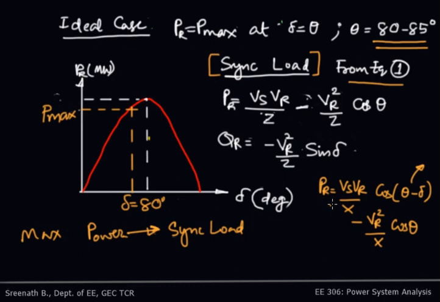Only in the case of a synchronous load are you able to transfer this power. Now we'll see why that is happening. Only in the case of a synchronous machine are you able to make your delta equal to theta. Theta is fixed, but your delta will vary depending on the angular difference between sending end voltage and receiving end voltage. So your delta can match your theta only in the case of a synchronous load.